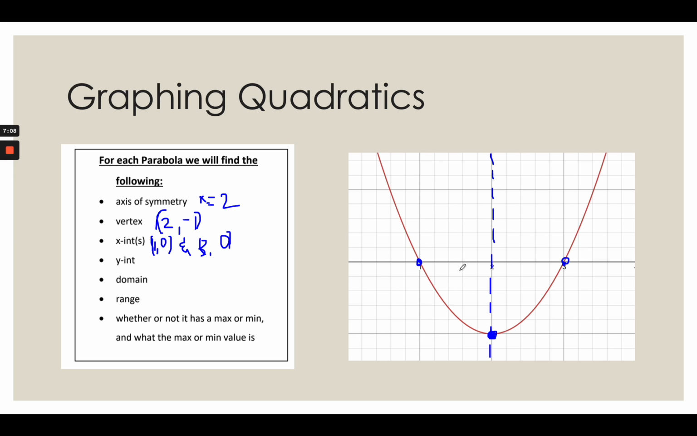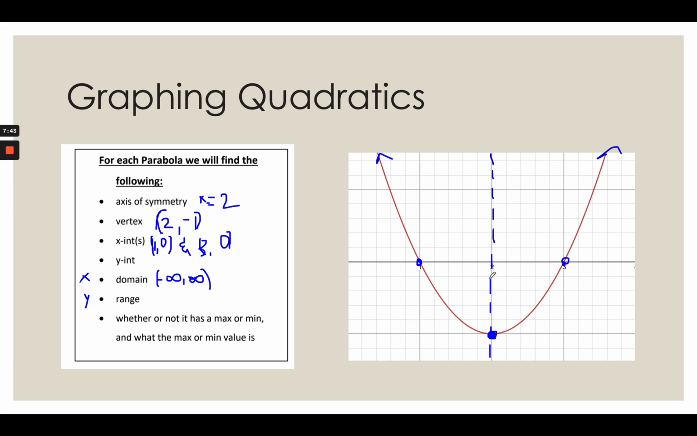Okay, domain. Remember, domain has to do with our x values, and range has to do with our y values. So the domain, this goes on forever and ever and ever. So our domain is -infinity to +infinity. That should make sense because remember, quadratics are polynomials, and we know that with polynomials, the domain is -infinity to +infinity.